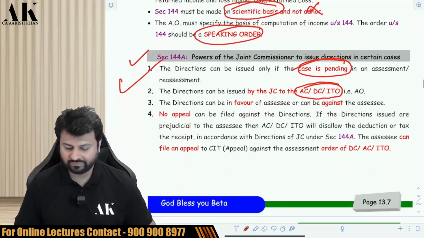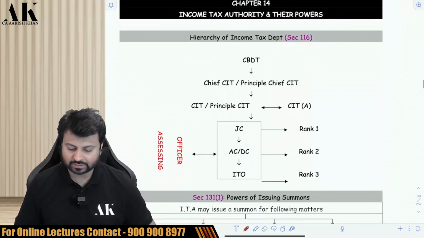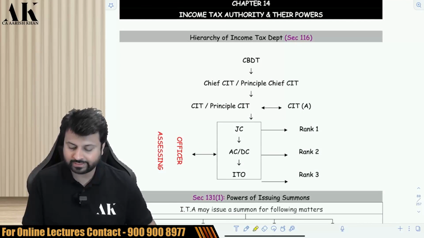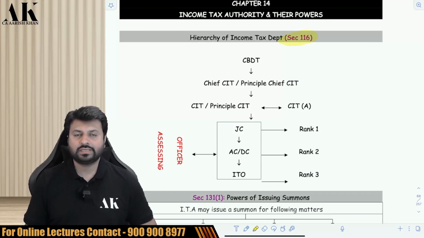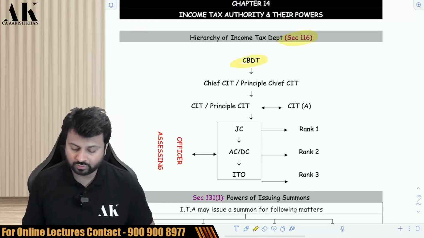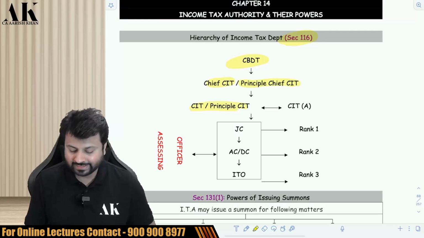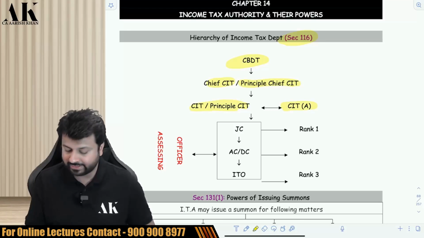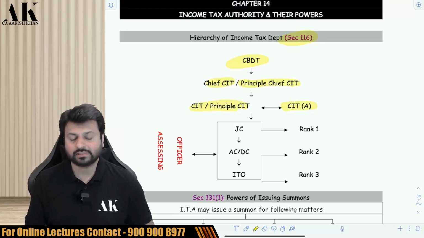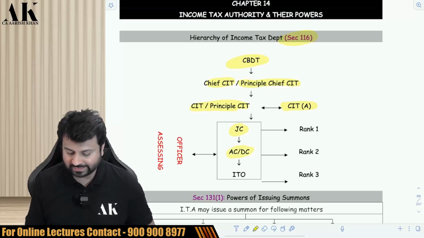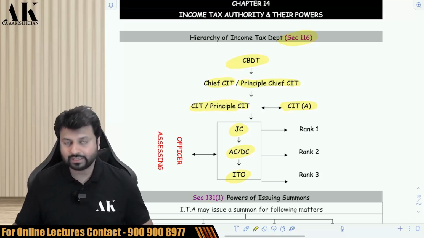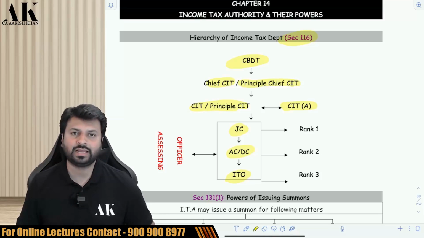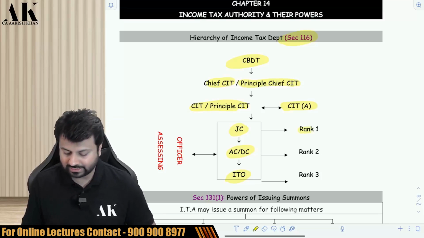So now let's go ahead with the next topic, and that is the income tax authority and their powers. First of all, let's see the income tax authority hierarchy, which is given under section 116. The topmost income tax authority is CBDT. Below that there is Chief CIT, Principal Chief CIT, and then there is CIT and Principal CIT, and at par with the CIT and Principal CIT there is CIT Appeal. And then there are three ranks of assessing officer. JC is rank 1 assessing officer, ACDC is rank 2 assessing officer, and Income Tax Officer is also an income tax assessing officer. So these are rank 1, rank 2, rank 3.